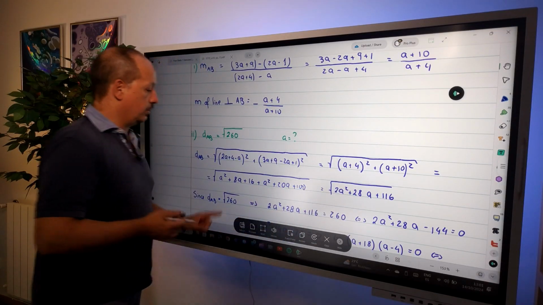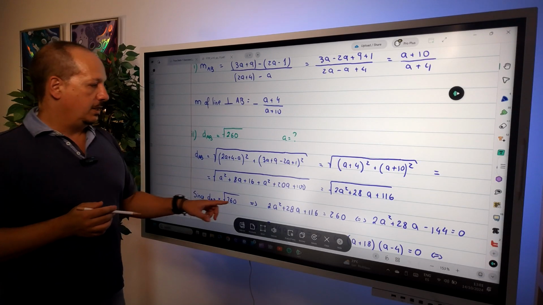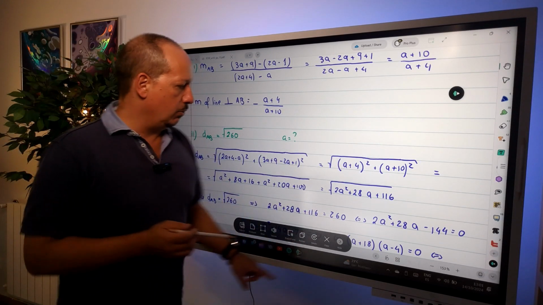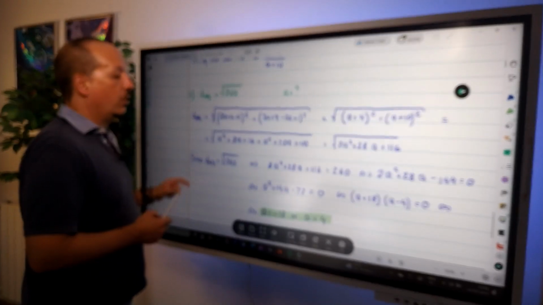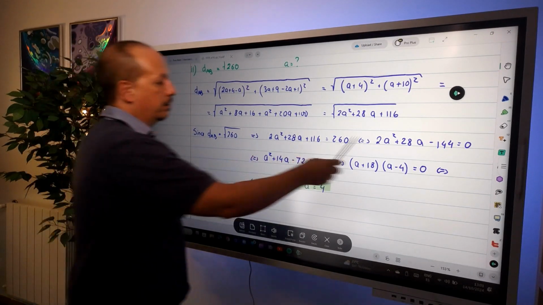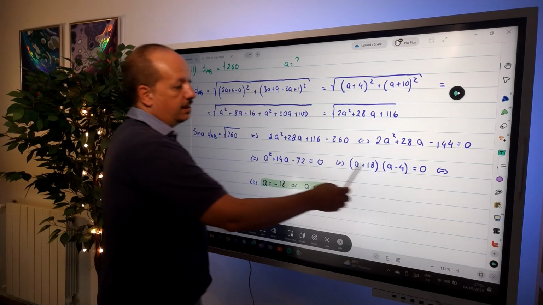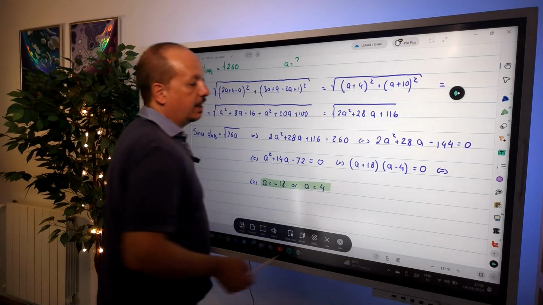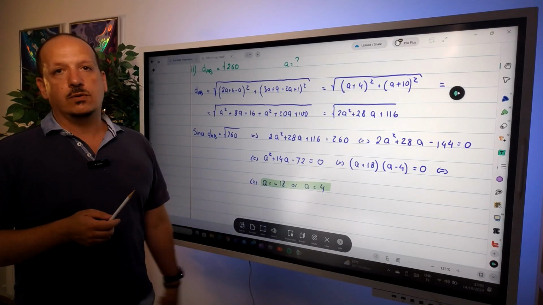Then I equate this to the square root of 260 that was provided in the question. I'll work this out, bring this to this side. This becomes minus 144. I divide the whole thing by 2. Then I can factorize this into these two terms, and I get the possible two values of a. One is minus 18, the other one is 4.